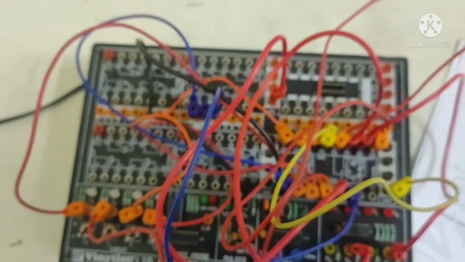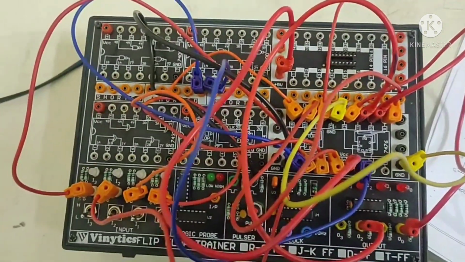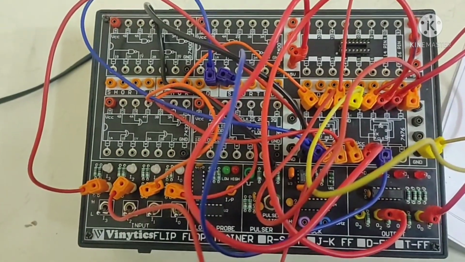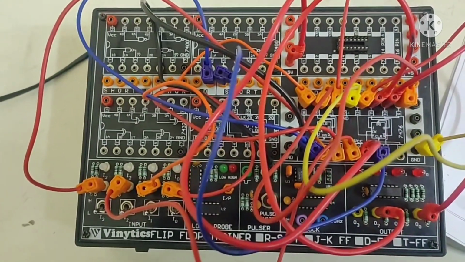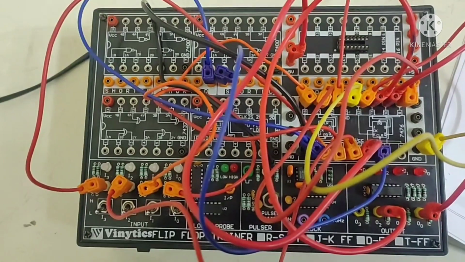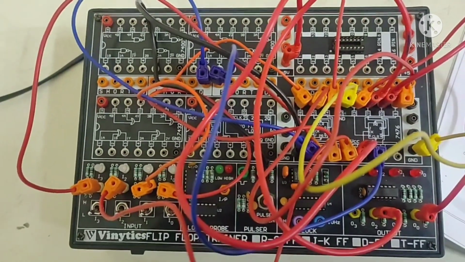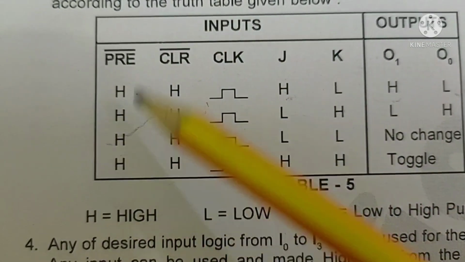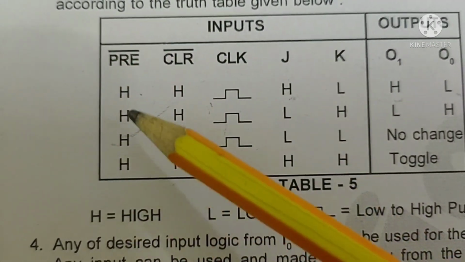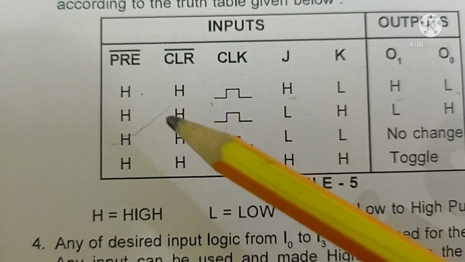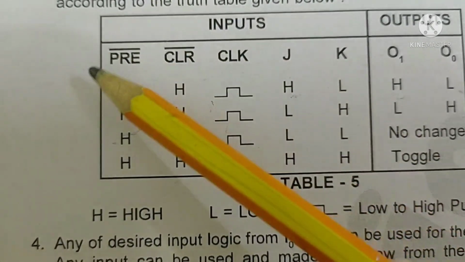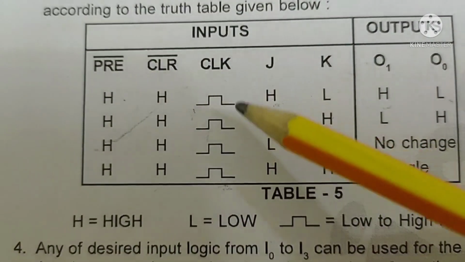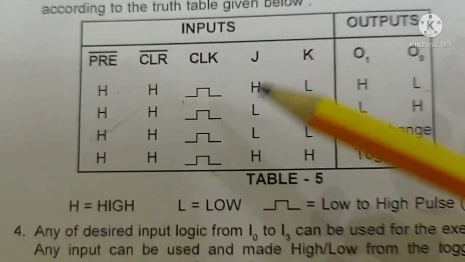Our master and slave connections are made now. Let's just discuss the truth table, whether this circuit satisfies the truth table of the master slave or not. As you can see in the truth table, the logic high is provided to both preset and the clear here. They both are active high logic here, and we have to provide the clock from the pulsar switch here.